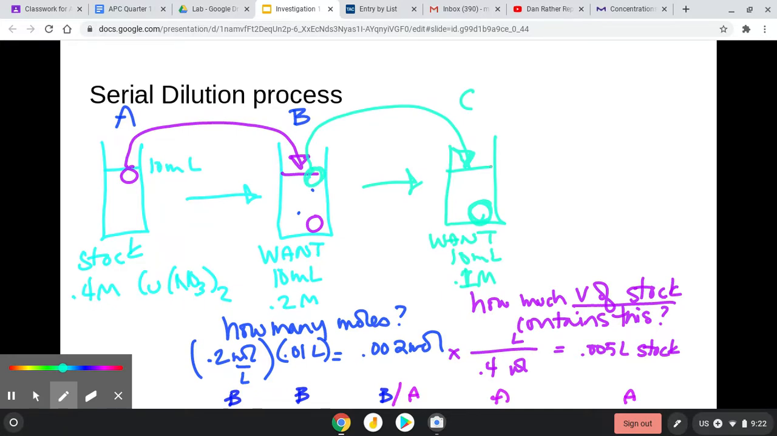A couple notes on dilution. So I'm going to erase what's up here.